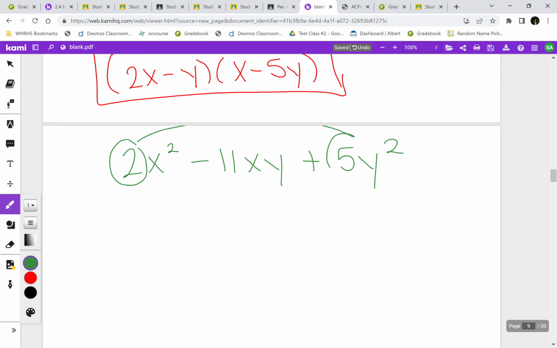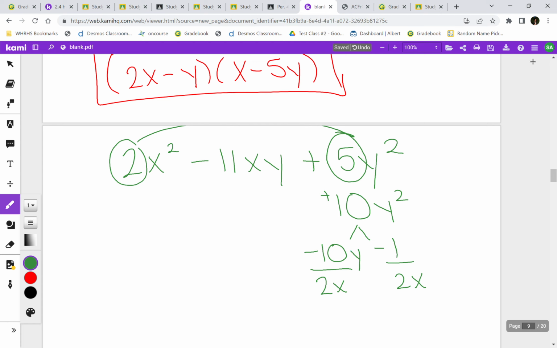2 times a positive 5 is a positive 10. What multiplies to a positive 10 but adds to a negative 11? Negative 10 and a negative 1. Divide by a 2x. Oh, sorry. We needed 10y squared, right? So that would have been a negative 10y and a negative 1y.